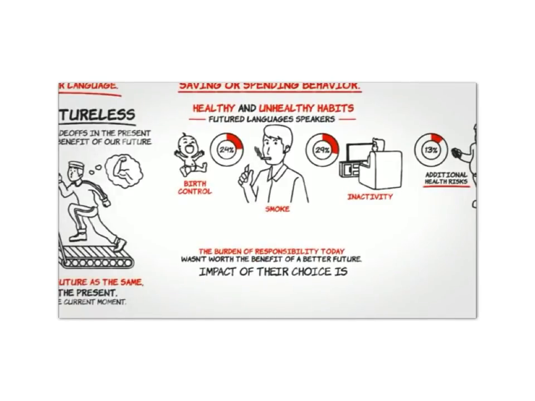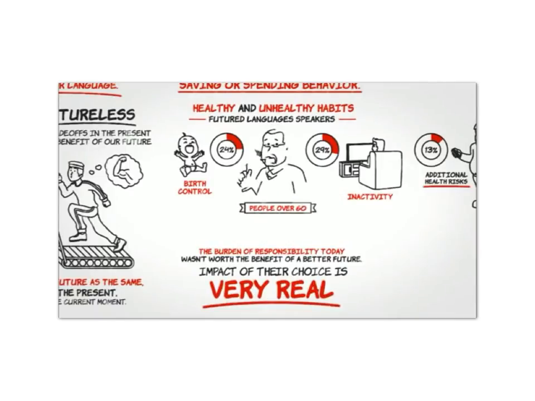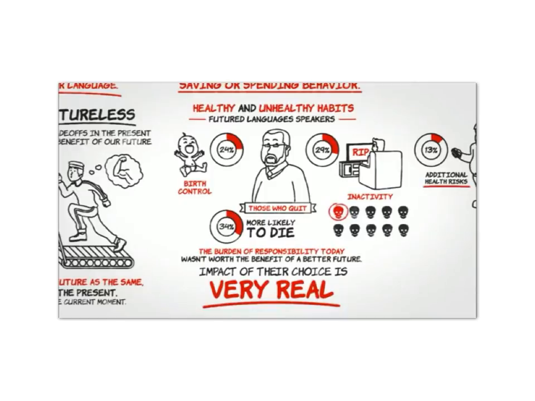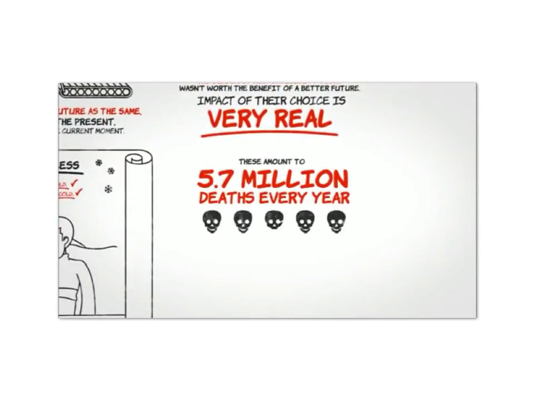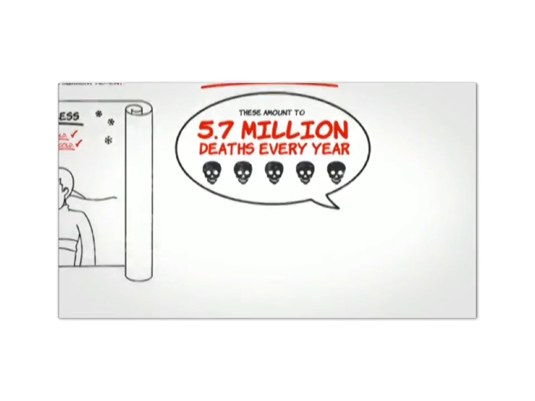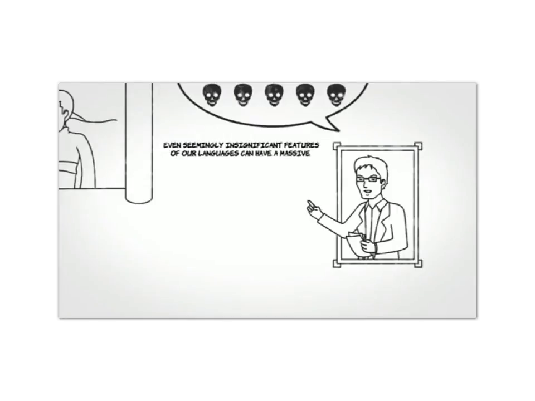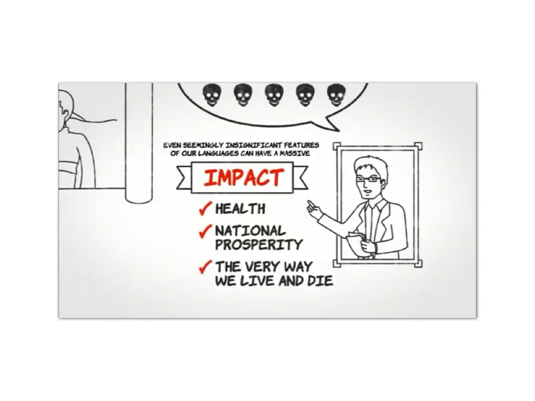The impact of their choice is very real. People over 60 who smoke are at an 83% higher risk of death. Even those who smoke and then quit are 34% more likely to die. And an inactive lifestyle can be just as deadly. 1 out of every 10 deaths in the world occurs due to being sedentary. Like many respondents who spoke a futured language, these amount to 5.7 million deaths every year, the unexpected effect of something as simple as language. Chen's research showed that even seemingly insignificant features of our languages can have a massive impact on our health, our national prosperity, and the very way we live and die.